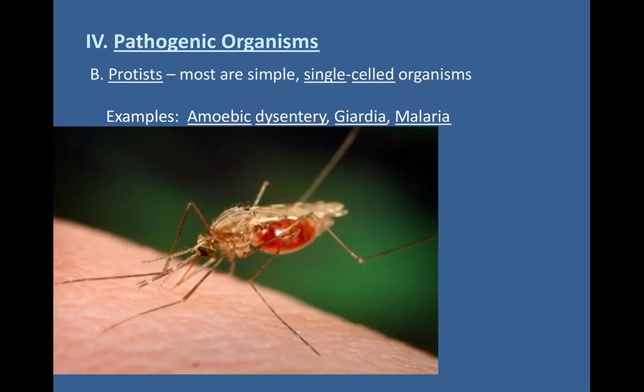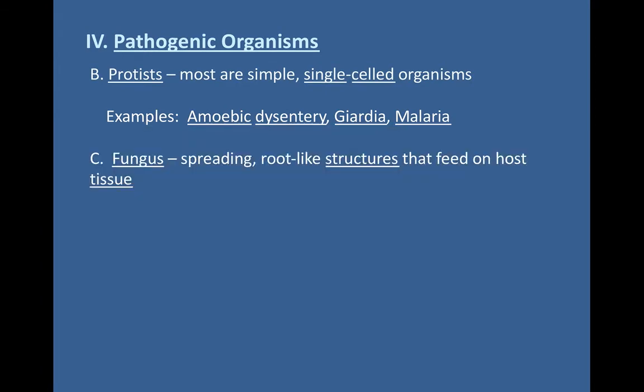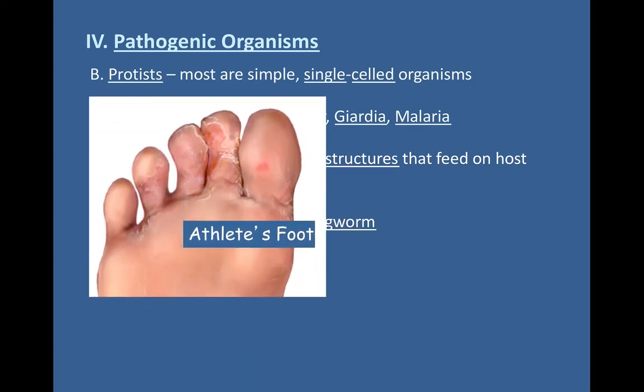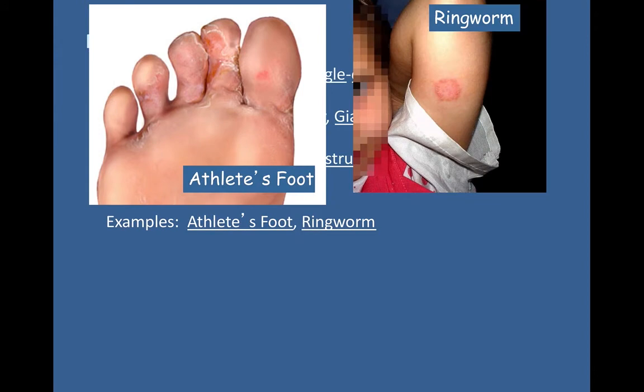We also have some diseases that are caused by fungus. And fungus, again, is another kingdom, right? And fungus has spreading root-like structures that feed on the host tissue. And so remember that fungus grows on whatever it gets energy from what it's growing on. And so that would include if it is on you. So some examples of fungal infections: athlete's foot, ringworm are caused by fungus. Ringworm is called ringworm, but it is not caused by a worm. It's actually caused by a fungus.